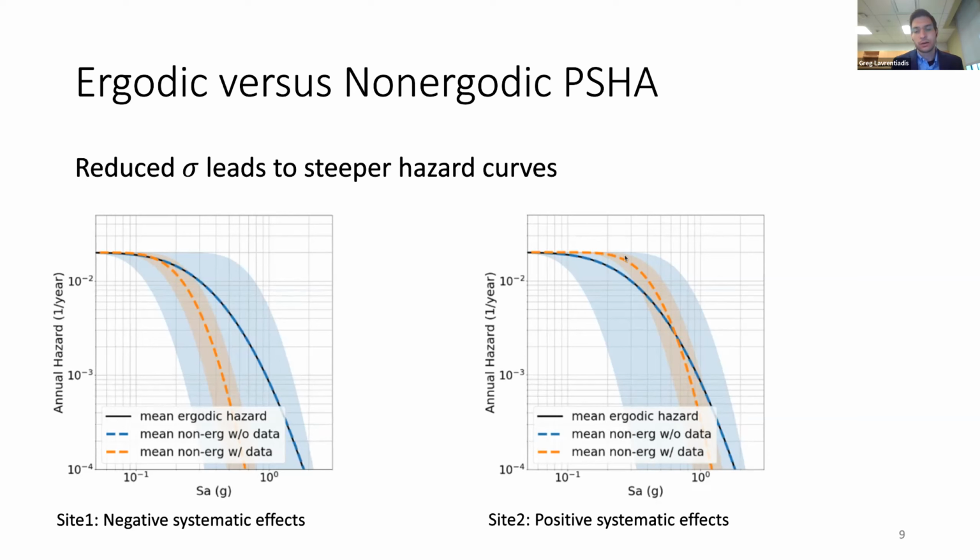Whereas in the figure on the right, we have a case where the available data indicate that the systematic effects are positive, meaning that on average, the ground motions will be larger than the average ground motion for the same type of earthquake. But what we can observe is that due to the increase in the slope at the large return periods, for the same annual hazard, the non-ergodic ground motion is going to be less than the ergodic value.